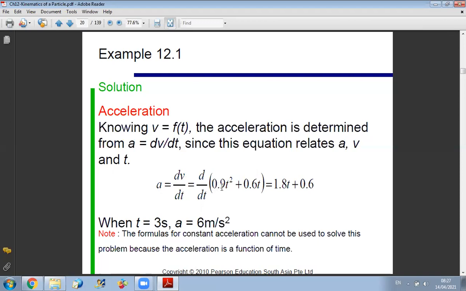The derivative of 0.9t squared is 2 times 0.9t, so it's 1.8t, plus the derivative of 0.6t, which is 0.6. So now I replace t by 3 seconds to get the value of acceleration. And of course, in this problem, I cannot use the relations developed for constant acceleration because a is variable. It's a function of time.